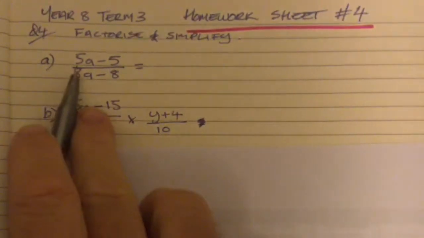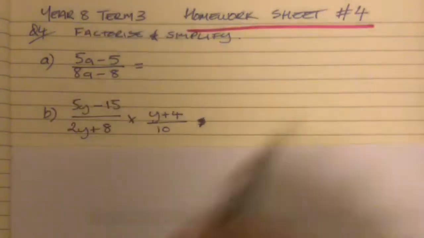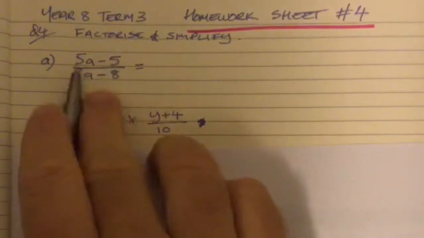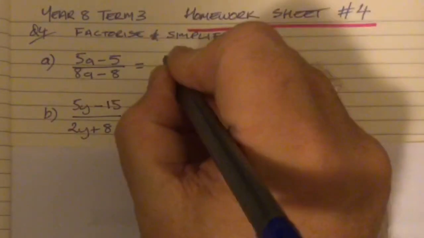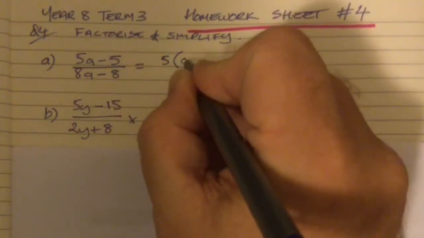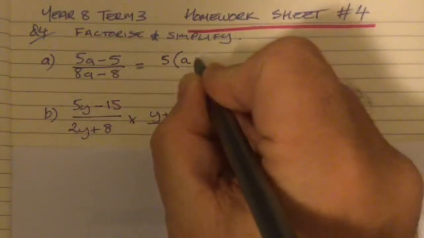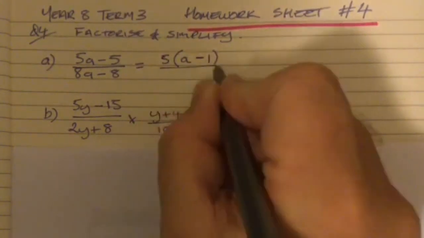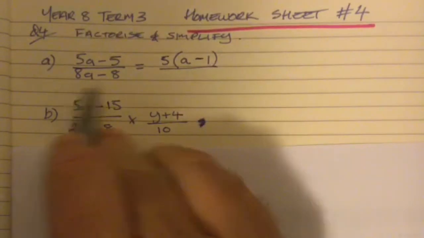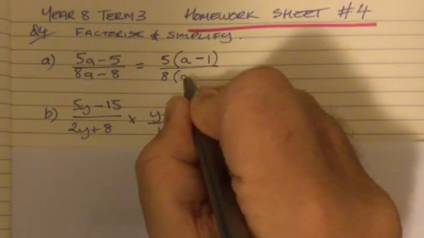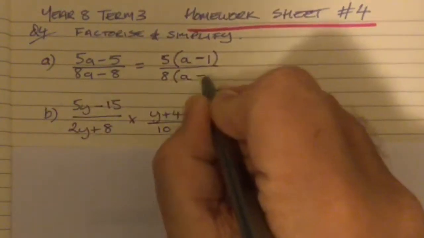If you take a look at the first, above the vinculum here, the numerator, you'll see that 5 is a common factor in that term, so we're going to factorise that out. And if we divide 5a by 5, we get a, and negative 5 divided by 5 will give us negative 1. On the bottom, you'll see here the common factor is 8, and when you divide that first term by 8, you get a, and when you divide this one here, you get negative 1.